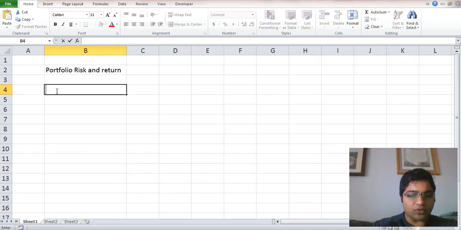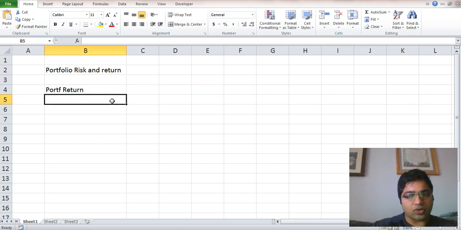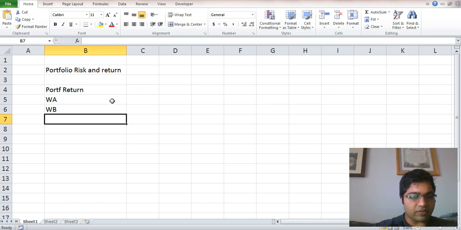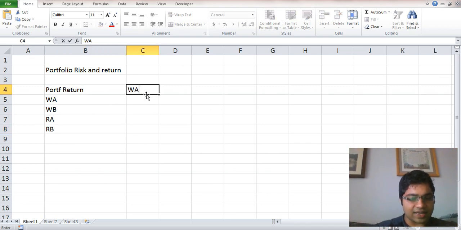First, the formula for portfolio return. Assuming it is a two asset portfolio, you have four variables: weight of asset A, weight of asset B, return of asset A, and return of asset B. These things are given in the question. So portfolio return would be weight of asset A multiplied by return of asset A plus weight of asset B multiplied by return of asset B.